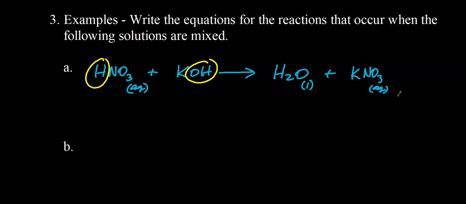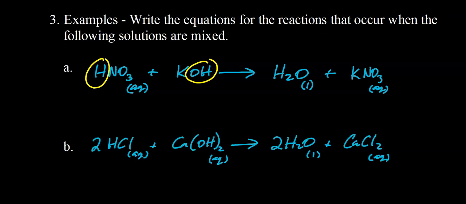All right, try some on your own. I don't think I'm going to have you write net ionics here. If I decide to do that later, we'll do that later. Letter B, write the balanced equation for the reaction between solutions of hydrochloric acid and calcium hydroxide. Go ahead and pause the video and do that now.